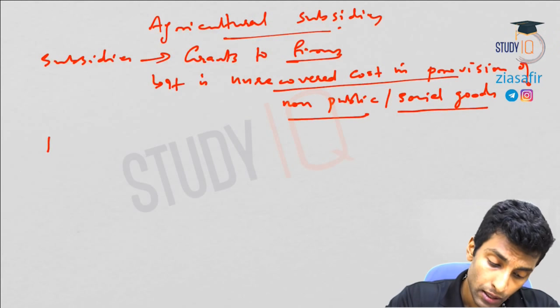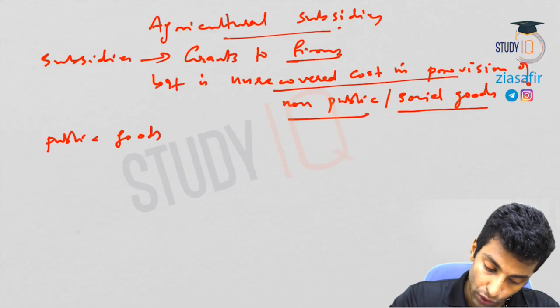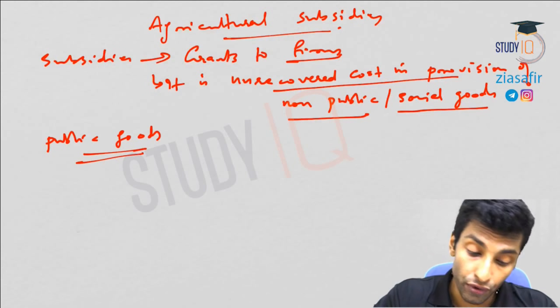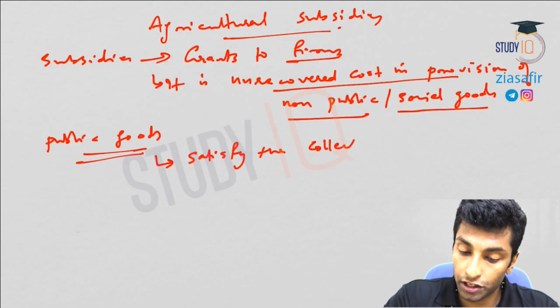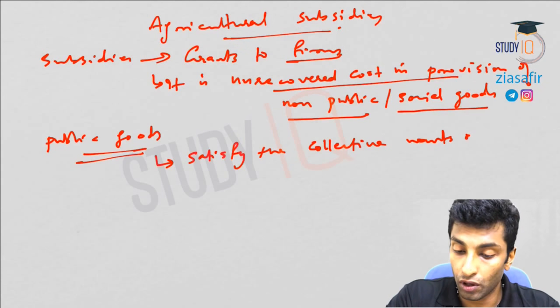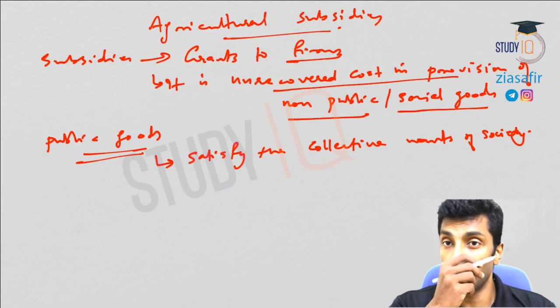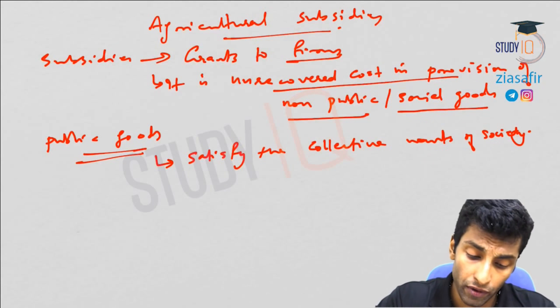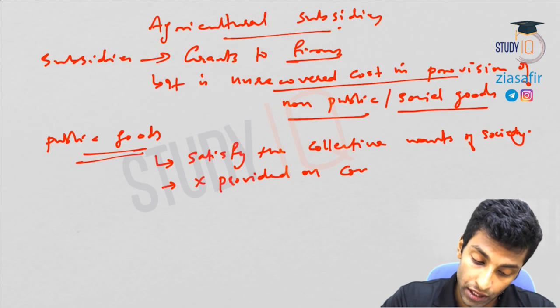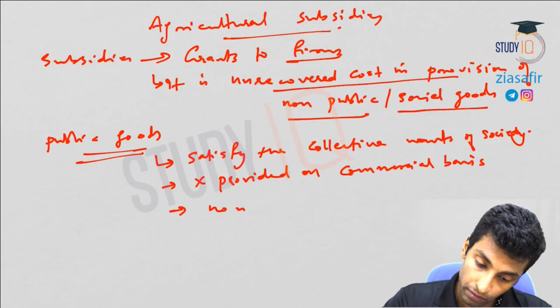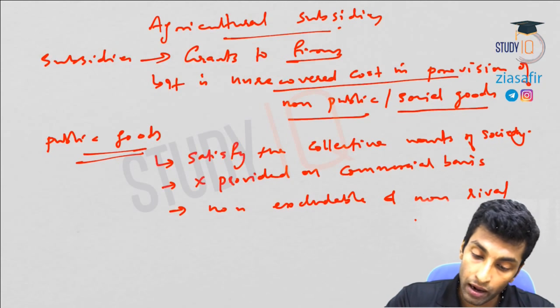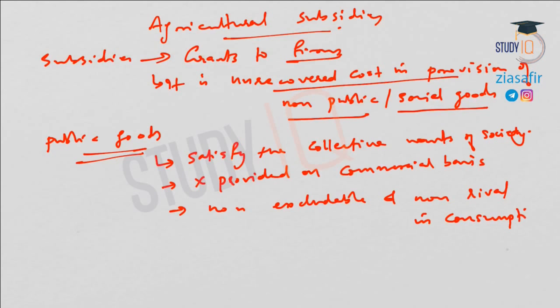What do you mean by public goods? Public goods or social goods are goods that satisfy the collective wants of society. Those goods are what we call public goods. These goods cannot be provided on a commercial basis, because these goods are non-excludable and non-rival in consumption. I'll tell you what you mean by non-excludable and non-rival.